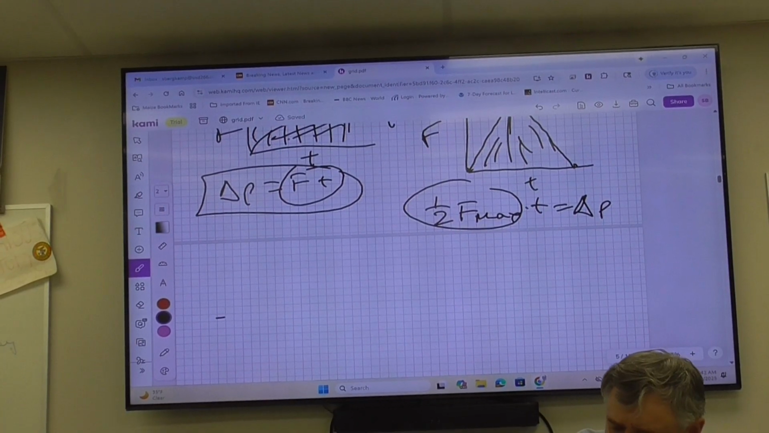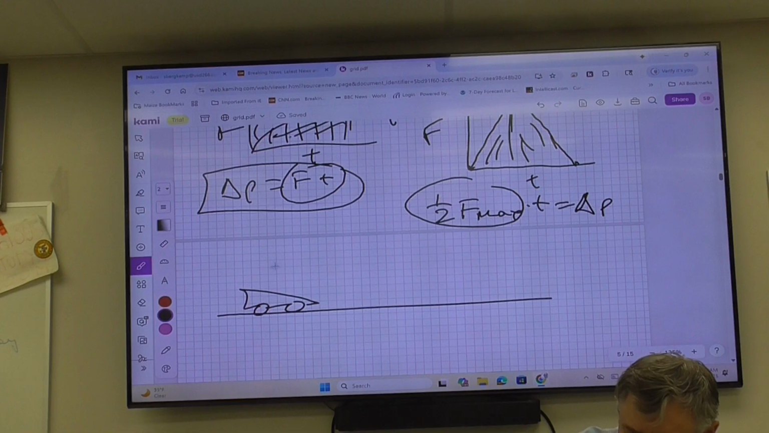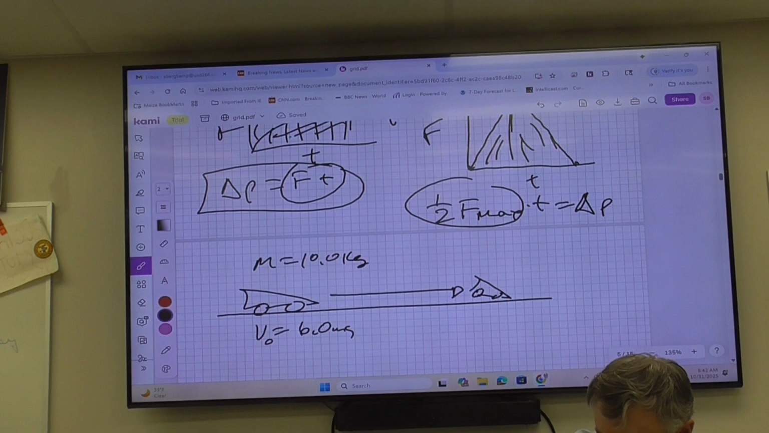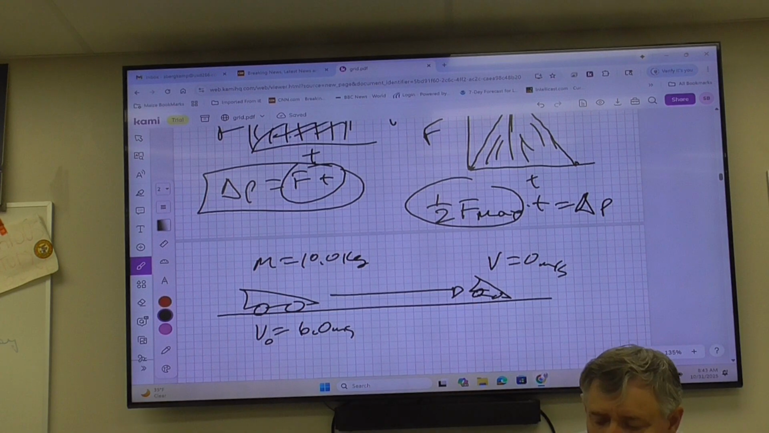All right. So let's look at a simple example. So we're going to have a car, mass of 10 kilograms. Let's say that it's moving at 6 meters per second. And the car is going to come to a stop. Okay? Final velocity is going to be 0.